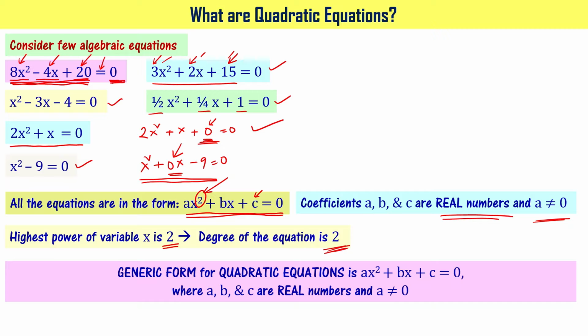Please note this, generic form for quadratic equations is ax square plus bx plus c equal to 0, where a, b and c are real numbers and a is not equal to 0. This is important. Got it?